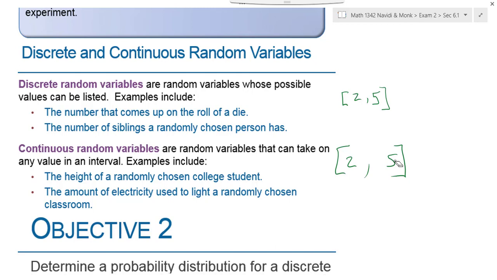Even if I'm talking shoe sizes, which come in half sizes, there's still only a finite number of shoe sizes between a size 2 and a size 5. Now I'm talking about kids' shoes because adults don't come that small.